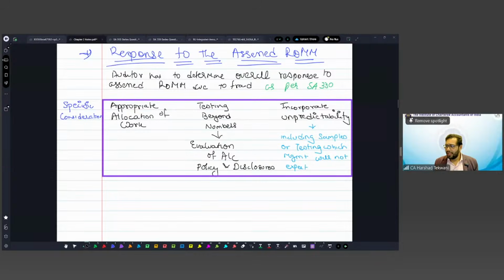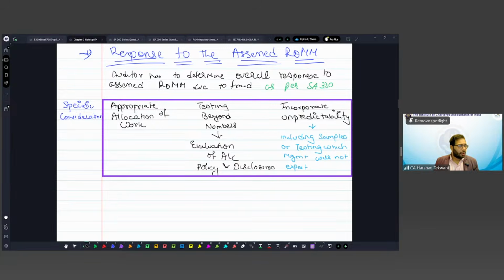Anyone, what are the assertions at the transaction level? Anyone, if you can tell me? Sir, whether the account is correctly classified, the account balance is correctly sitting in the account, rights and obligations, and conformity. Yes, absolutely, disclosures correct.